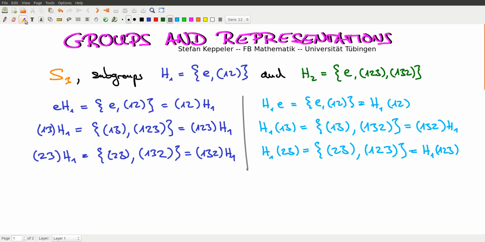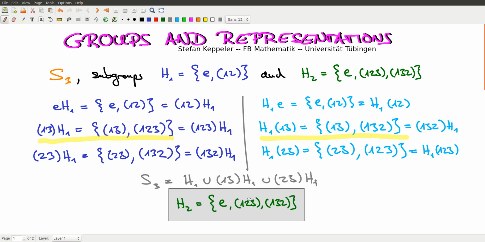So we see that here in this example with H1, the left coset corresponding to (1 3) is different from the right coset corresponding to (1 3). And we can always take all the cosets, and the disjoint union of the cosets is just the group again. So H1 union with, let's say, (1 3) H1 and (2 3) H1, that's S3.